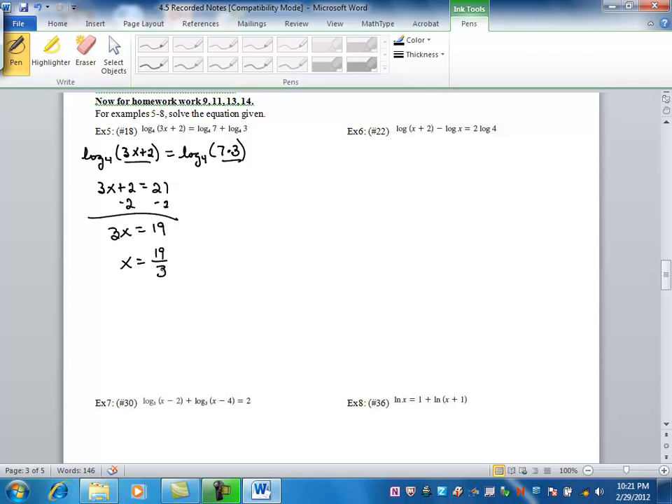And of course we need to check that, but when we do, we can put that back into our original. When we do, we don't have the log of a negative number, so we're good, ready to go.